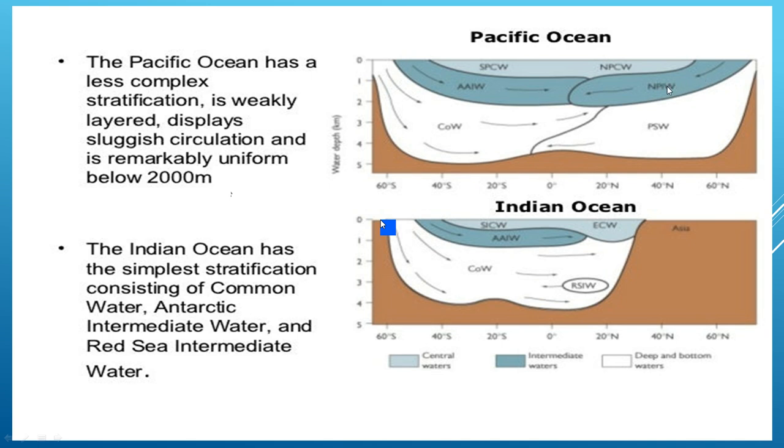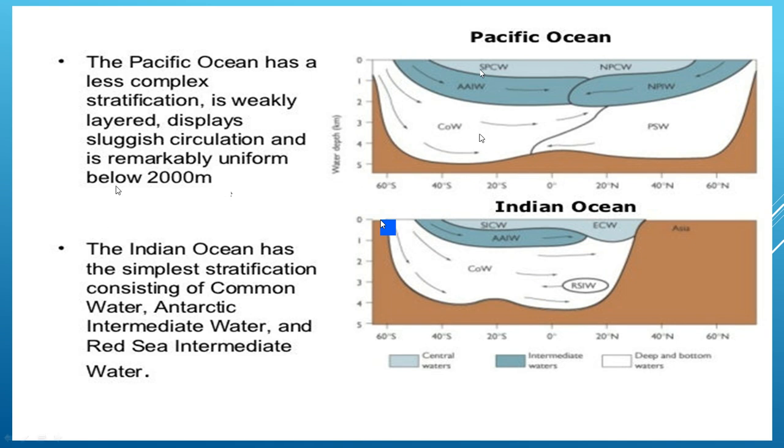NPIW is North Pacific Intermediate Water. This is just Pacific deep water here. SPCW is the South Pacific Central Water. NPCW is North Pacific Central Water. COW is simply common water. It's just common water. It's like one big thing, a whole bunch of water masses that just contribute to this.